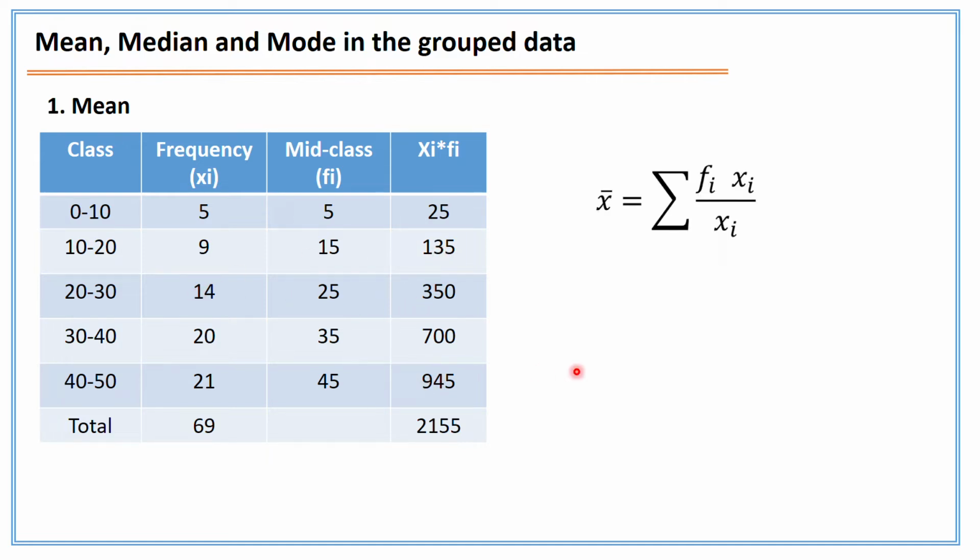Now, as per the formula, the mean for grouped data is x bar equal to summation fi xi upon summation fi. We have already calculated fi xi for the individual classes and then summed it up. It is 2155, and the total number of data points in our data series is 69. So 2155 by 69 is 31.23. So the mean for the grouped data, the example of which you can see on this slide, is 31.23. This is how we calculate mean for grouped data.